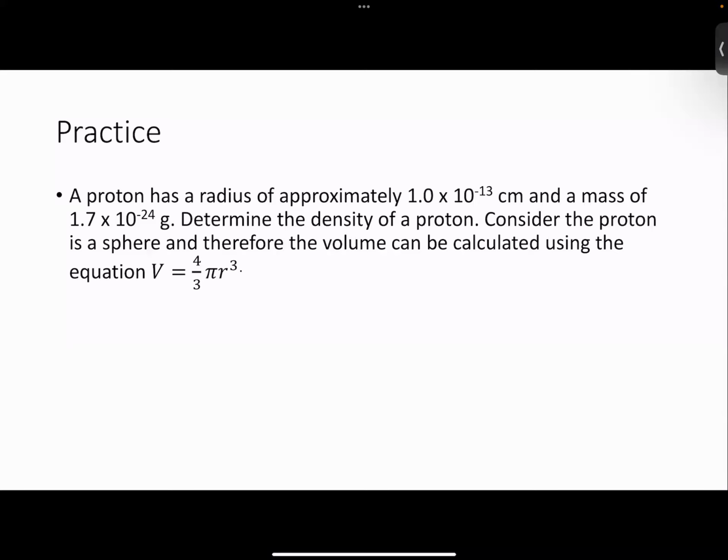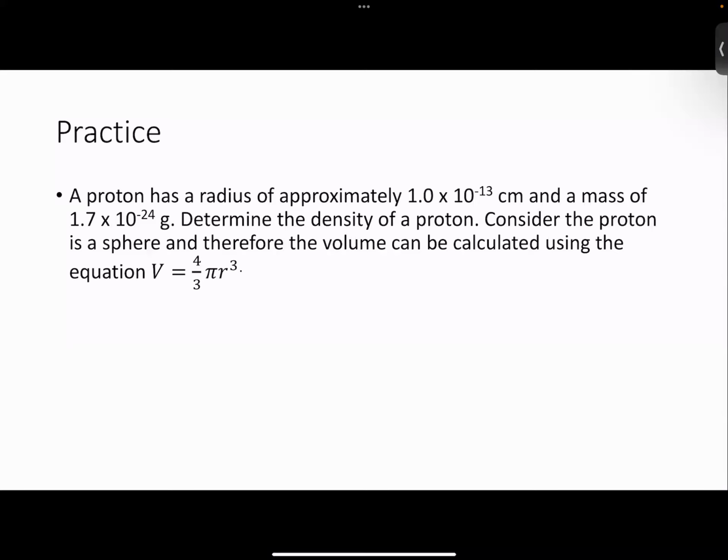Let's look at this one. A proton has a radius approximately 1 times 10 to the negative 13 centimeters and a mass of 1.7 times 10 to the negative 24 grams. Determine the density of a proton. Consider the proton as a sphere and therefore the volume can be calculated using the equation volume is 4/3 pi r cubed.